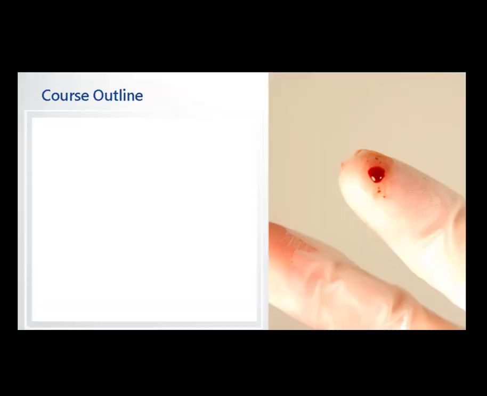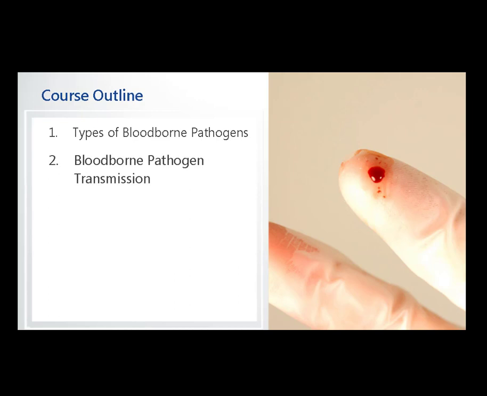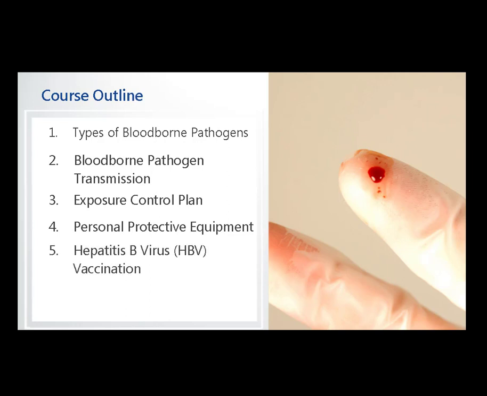By the end of this unit, you will have an understanding of types of bloodborne pathogens, bloodborne pathogen transmission, exposure control plan, personal protective equipment, HBV vaccination, emergency response, and medical record keeping.